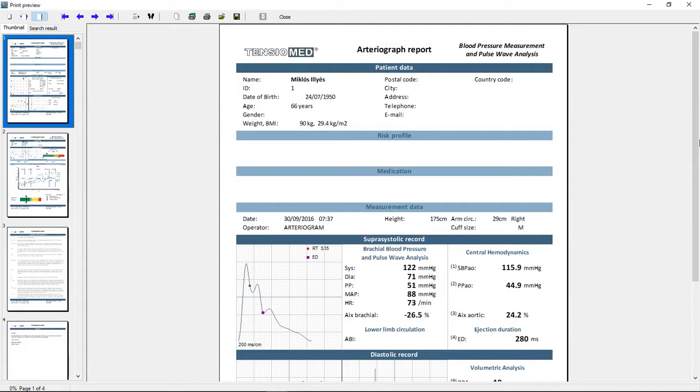We can see here the Arteriograph report, its first page. We can see the patient data, the risk profile and medication if we added, and also the measurement data regarding the date and time of the measurement, what kind of database we use, the patient height, the arm circumference, which arm was used to measure the parameters, and the cuff size. Let me remind you that always the right arm should be used for the measurement because of anatomical reasons.